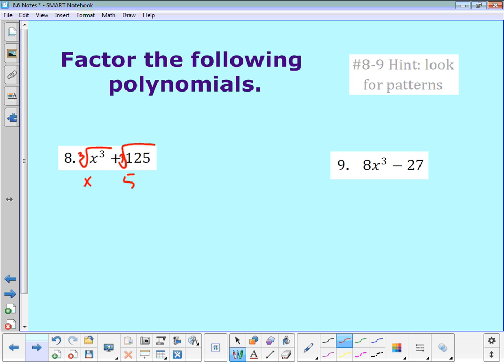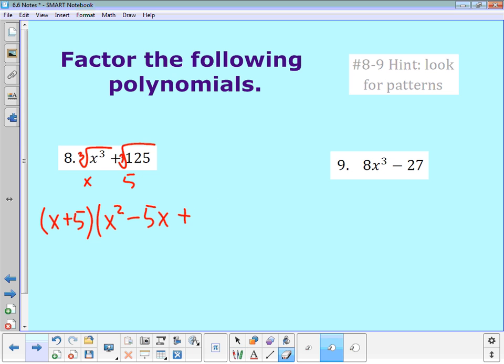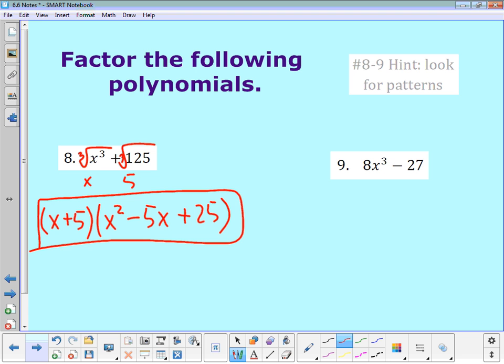My factored form, on the outside I have x plus 5 for sum of 2 cubes, and then on the inside I'm going to have x squared and then minus 5x, because I need to put those 2 together, a times b, and then plus 5 squared, which is 25. And that's my factored form, okay? X squared minus 5x plus 25. So I have a factor pattern there that I can look at.